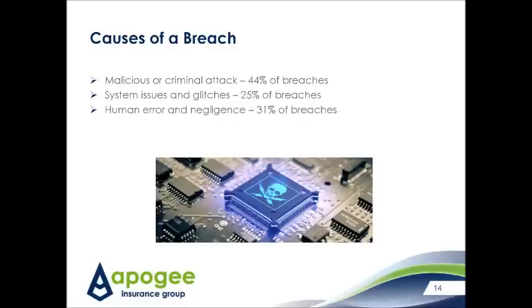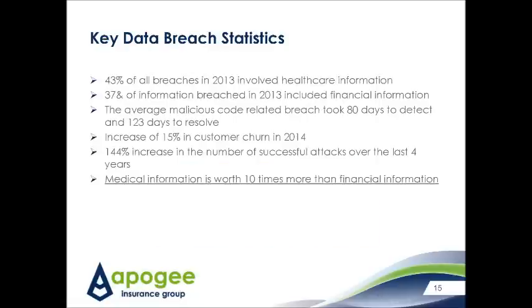The key statistics that we like to bring up, and these are reported and updated very frequently. There's a couple organizations that update them, the Ponemon Institute, and these are all available online if you want to look into it further, broken down by the specific industries. But right now, healthcare information and financial information are the targets, especially recently. Recently, as in the end of last year, they've discovered that now in the black market, your healthcare information is going for 10 times more than financial information.